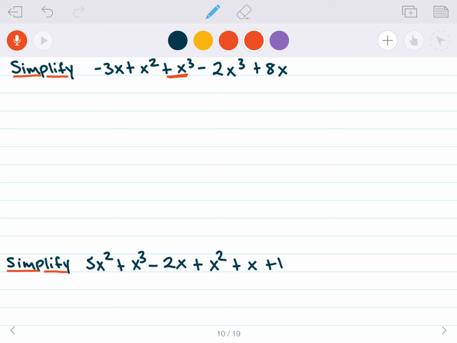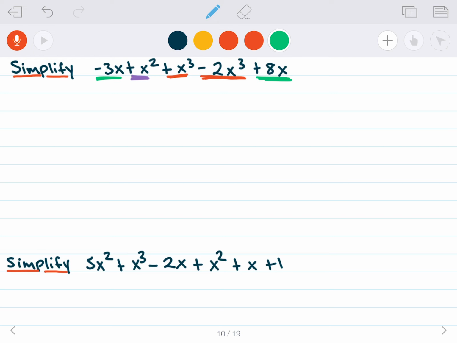Do I have any other x to the 3 terms? Well, yeah, I have this guy next to it. I have a negative 2x to the 3. Okay, now I'll move to my x squared terms. I only have one of them, so I'll underline that guy. And then for my x terms, I have 2. I have this negative 3x in the front, and I have this positive 8x in the back.